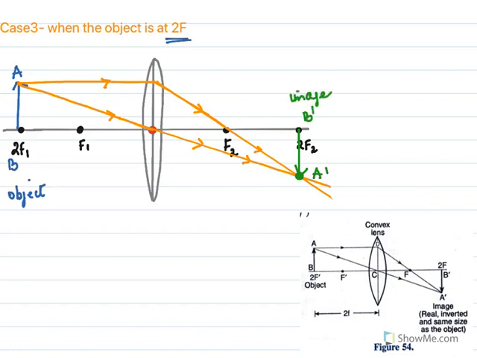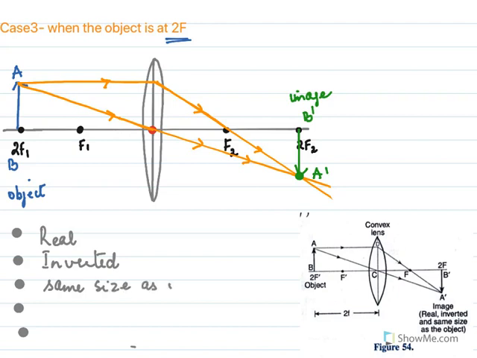This is your image. So if you were to write the nature of the image, we will first say it is real because the rays actually meet, and because it is real, it is inverted. The size is the same. If you compare the size, it is same size as object, and it is formed on the other side. It is formed at 2f2 on the other side of the lens.